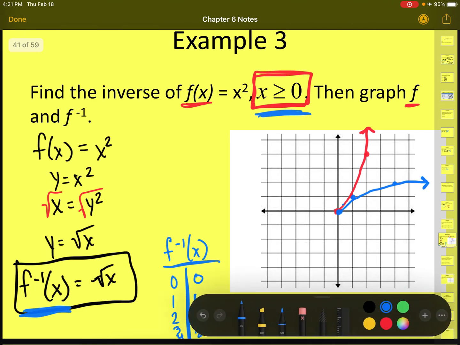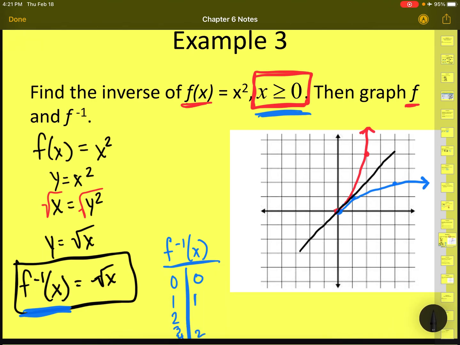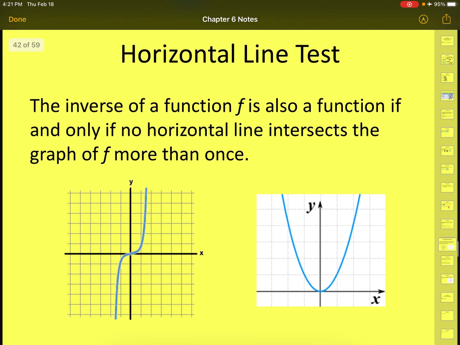And if you notice, it's kind of reflected. So the right side of the parabola is reflected over this line. The horizontal line test helps us to figure out if the inverse of a function f is also a function, if and only if no horizontal line intersects the graph of f, so the regular function f, more than once.